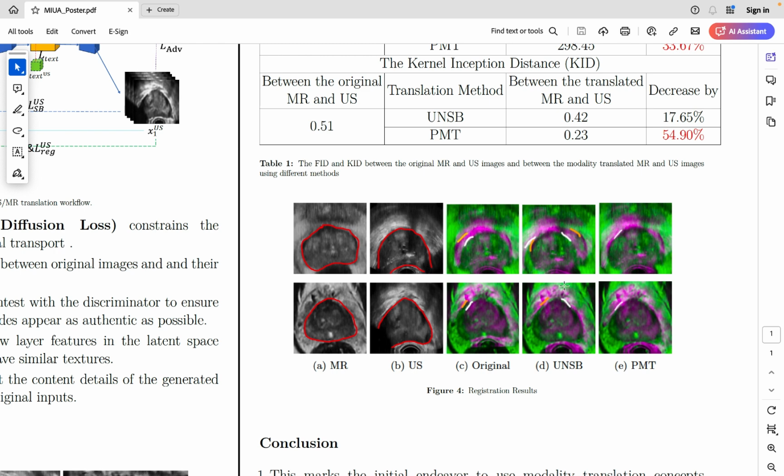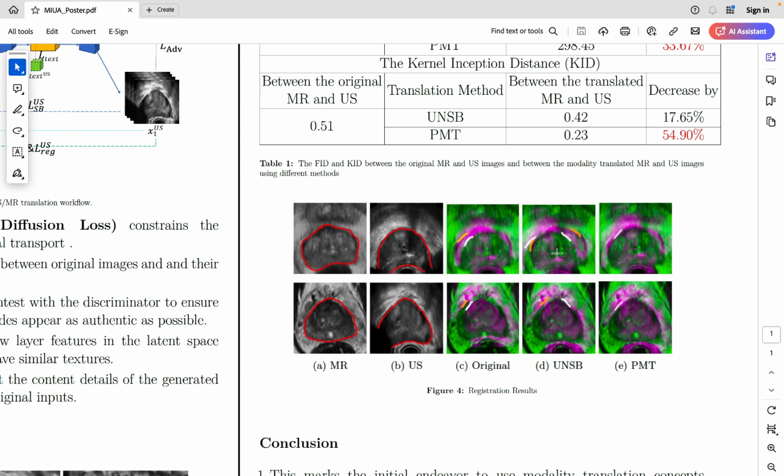Yeah, we also apply a mutual information-based method to do the registration on the original MR and ultrasound and the translated result of both our method and the baseline method. As we can see here, this is a prostate boundary of the MR image. This is from another patient, and this is the boundary of the MR in the ultrasound image. As we can see here, the registration result using the original MR and ultrasound, the boundaries are quite different, which means that the registration accuracy is very low.